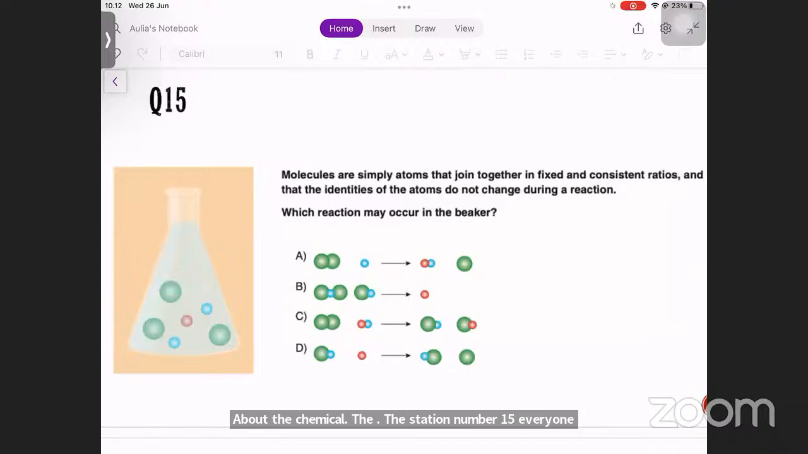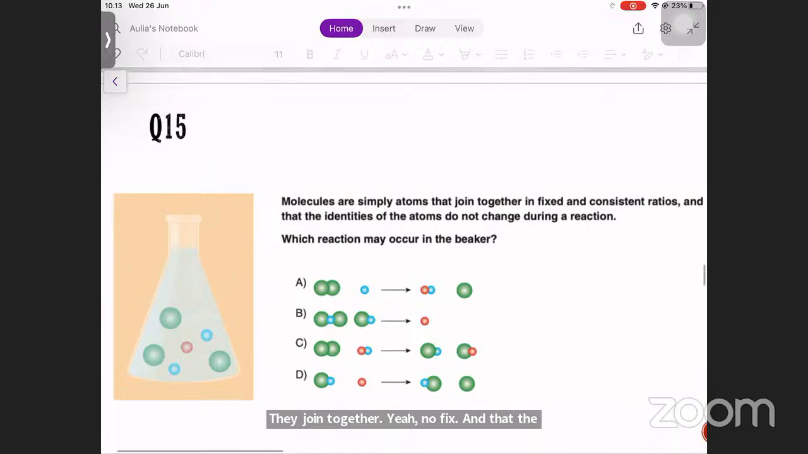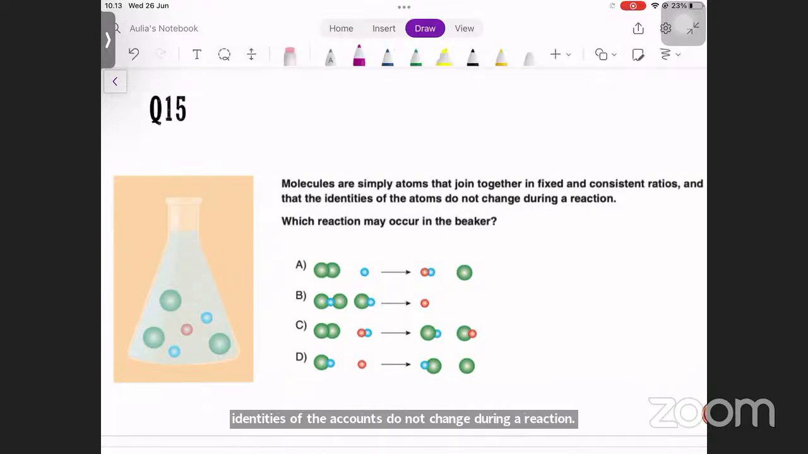molecules are simply atoms that join together in fixed and consistent ratios, and the identities of the atoms do not change during a reaction. So this is another rule, or rather, this is a complete version of the rules. The question is, which reaction may occur in the beaker?